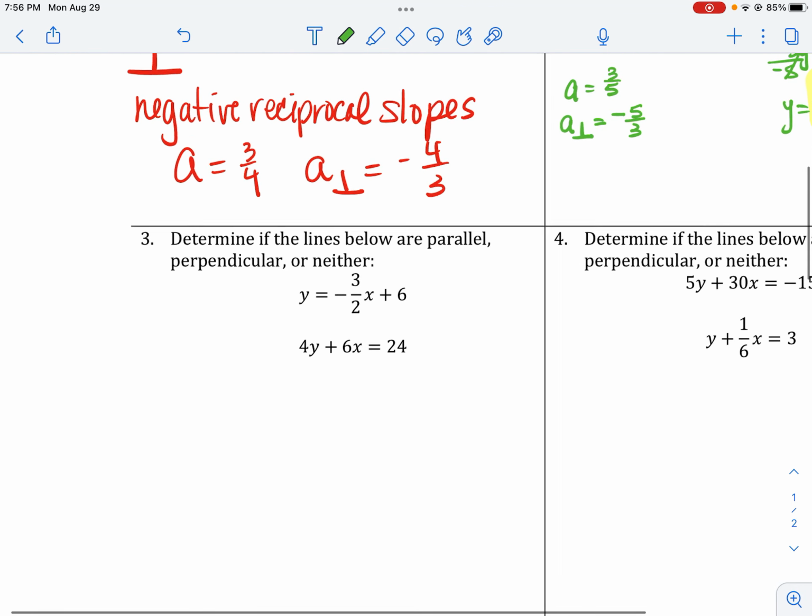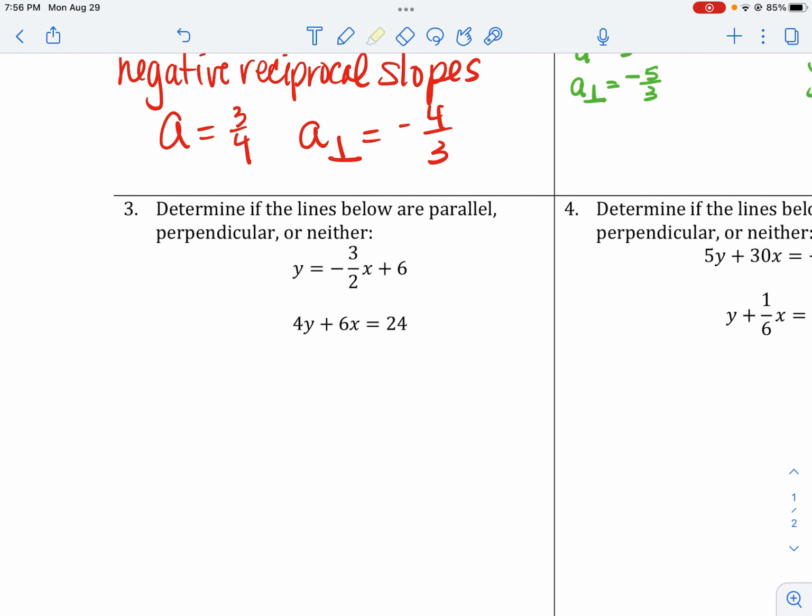When we do the next step, this is if. So what I want to know is what relationship do these have? Just like the notes we did before for day 1. So this first one is easy. There's my slope. So A equals negative 3 over 2.